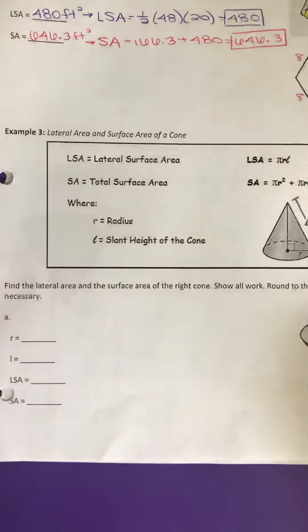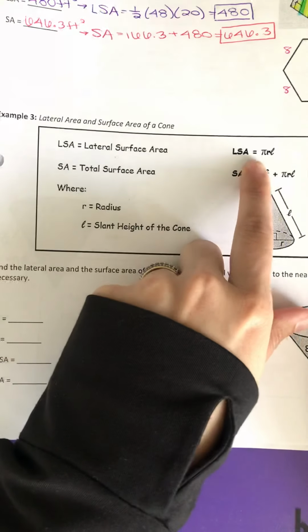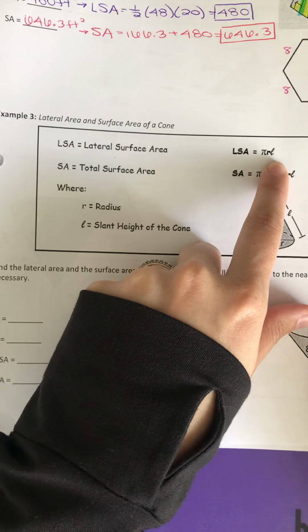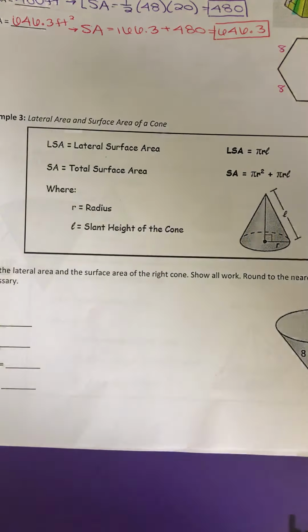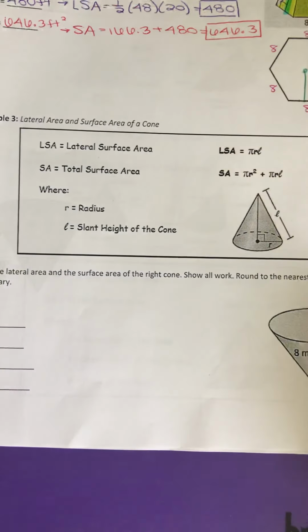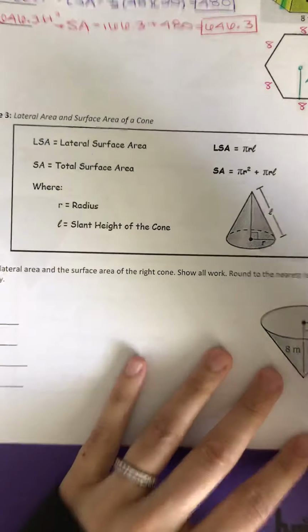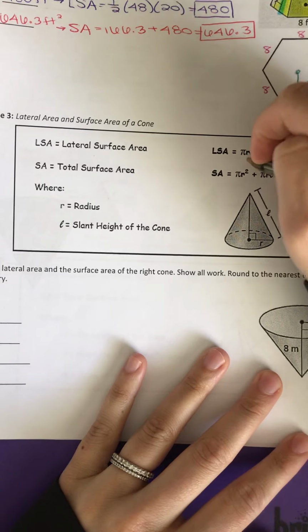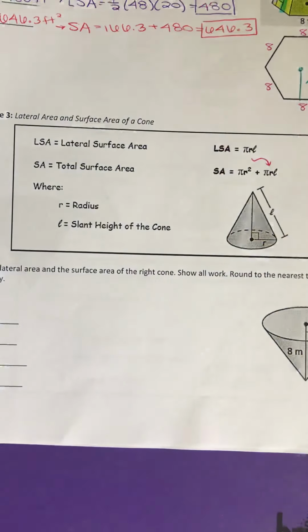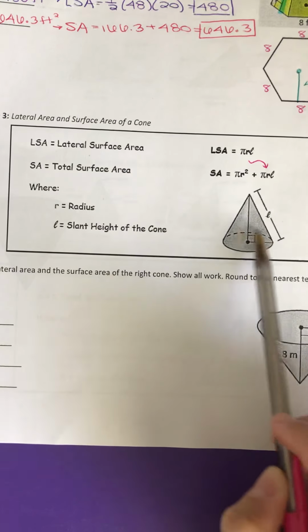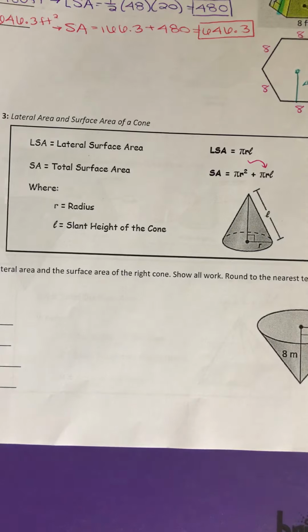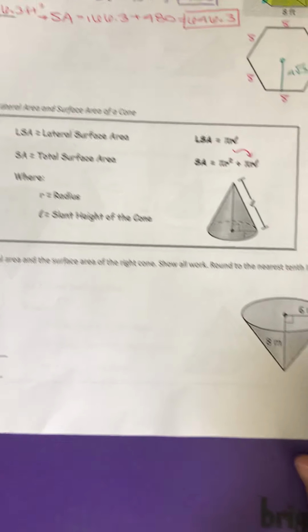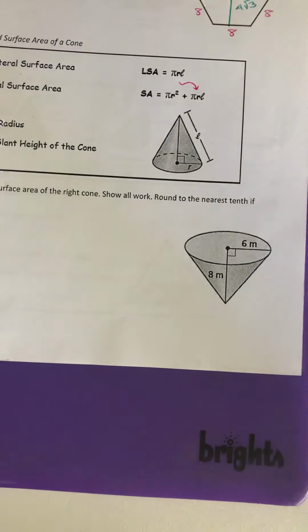So we're going to flip over to this side. Our formula is pi r L. If you remember from the other day's notes, L is your slanted height right here. And then your surface area is pi r squared plus that pi r L. So your surface area is just the base, pi r squared, plus the surrounding lateral surface area. So let's take a look at our first one.